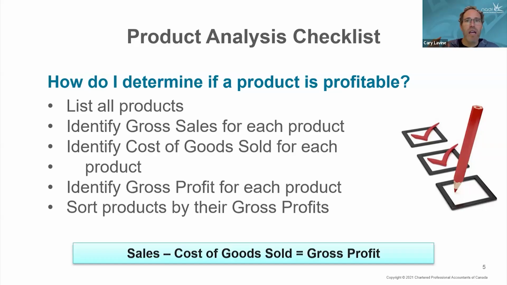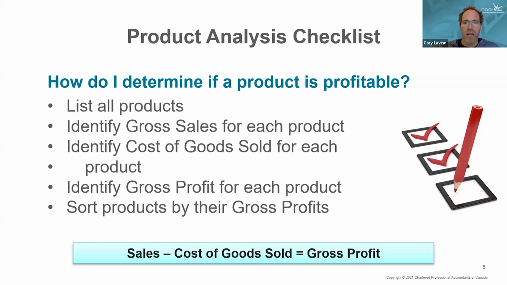So what you would do is you would list all the products, and then you look at something called gross sales for each product. You look at something called cost of goods sold. You look at gross profit, and then you might sort your products by their gross profit. So what is gross sales? Gross sales are the total sales you get from a given product.